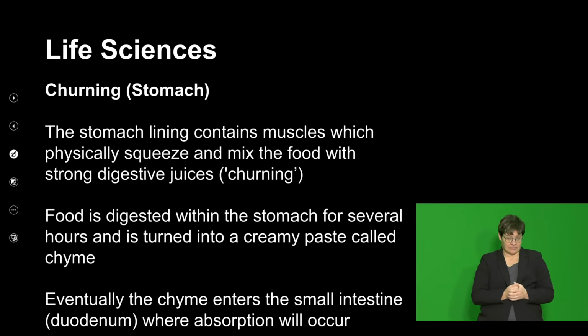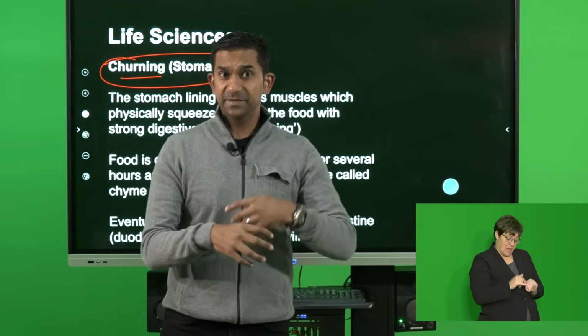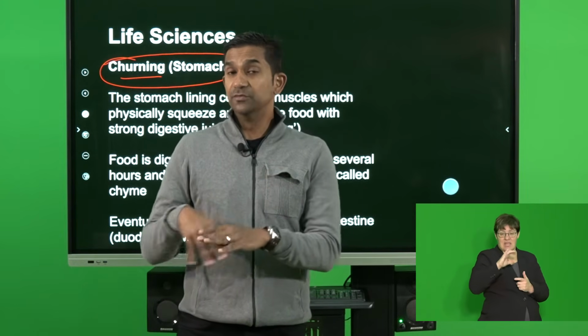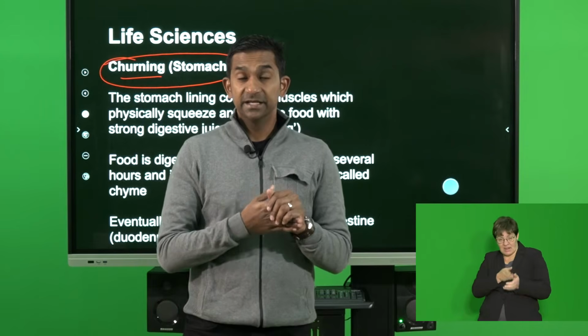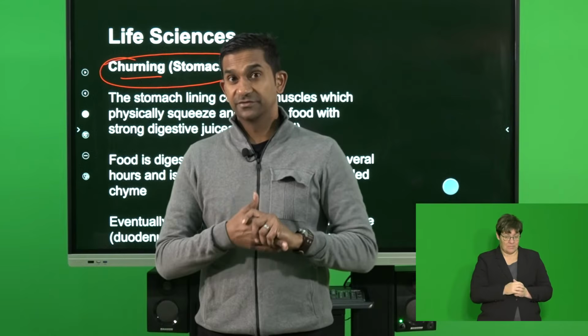So guys, the last bit of the chemical or the physical process of digestion is churning. And churning again is the mixing of the food with the enzymes in the stomach. And that's an important process where the food spends quite a bit of time in the stomach being churned and mixed with the gastric juices before it moves into the duodenum. Again, that is an important process of preparing the food for the next process of digestion.